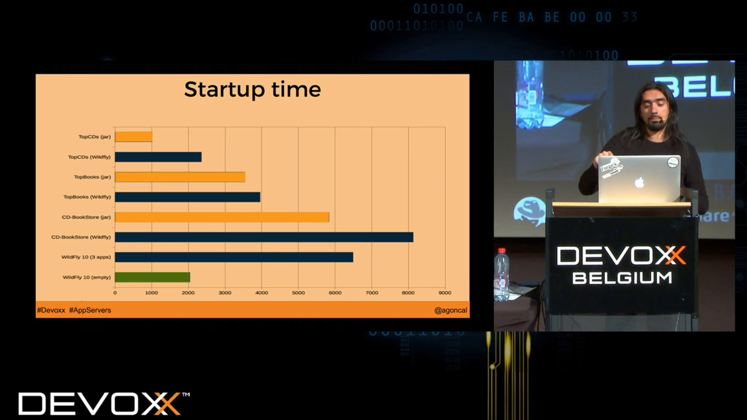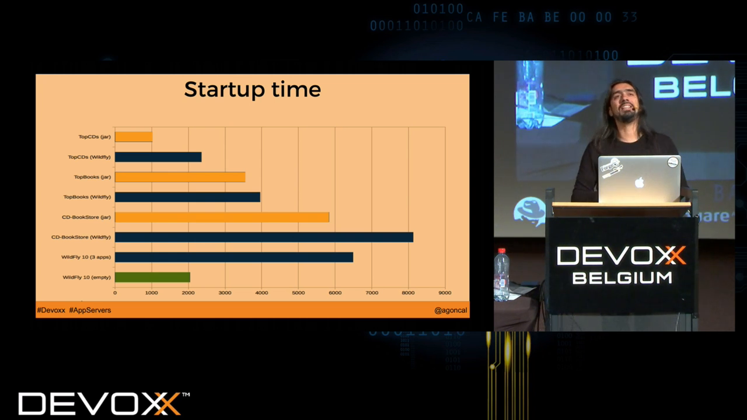The top book jar boots in 3.5 seconds. And as you can guess, the CD bookstore jar, so I'm talking about the yellow bars here, boots in nearly 6 seconds because it boots most of Java EE plus our big application.